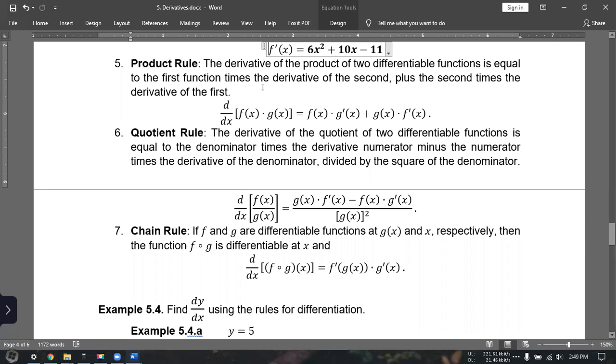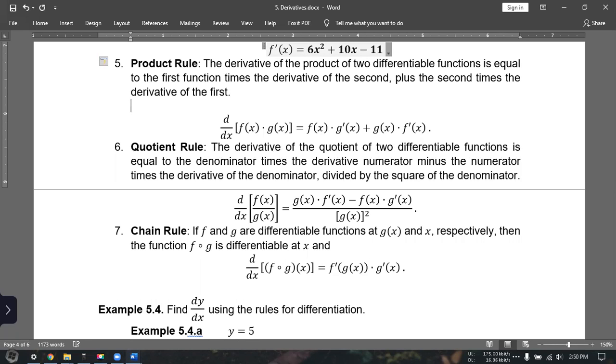So let's continue. We have the product rule. It states that the derivative of the product of two differentiable functions is equal to the first function times the derivative of the second function plus the second times the derivative of the first. In symbol, that is the derivative d over dx.